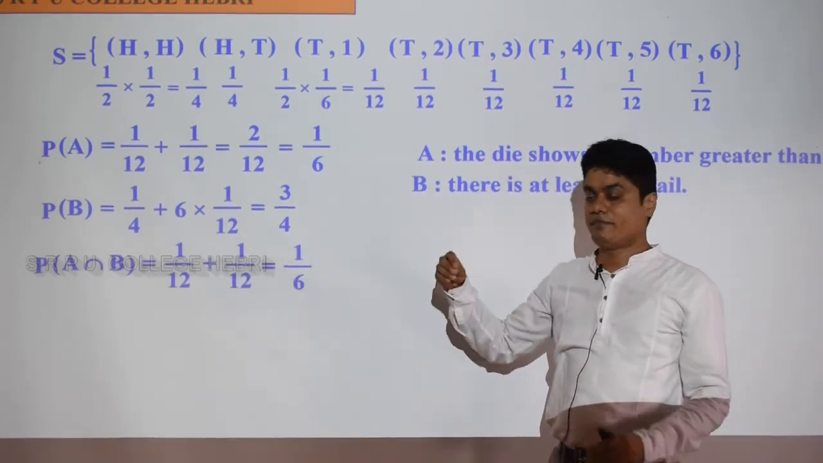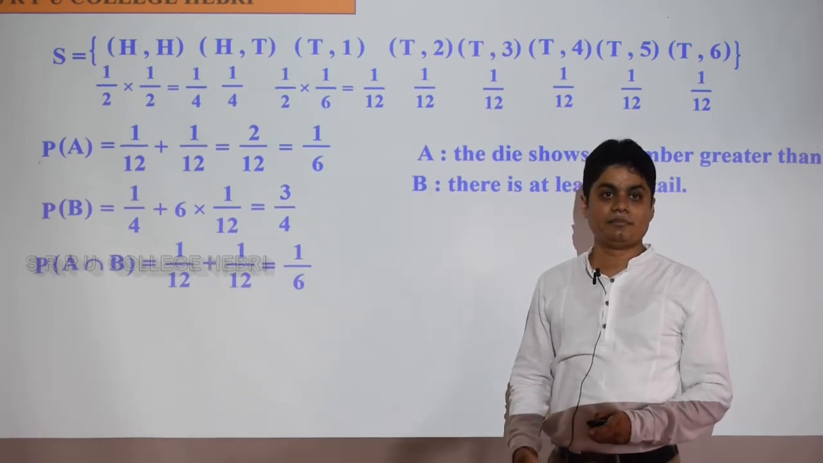So 1 by 12 plus 1 by 12 is 2 by 12, which is equal to 1 by 6. Now everything is ready to substitute in the probability of A given B.